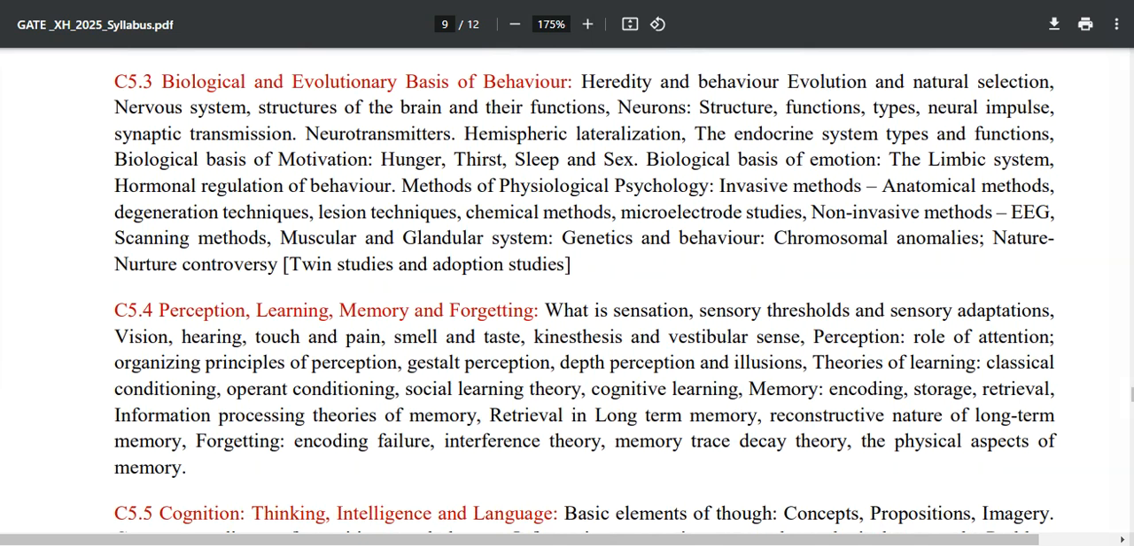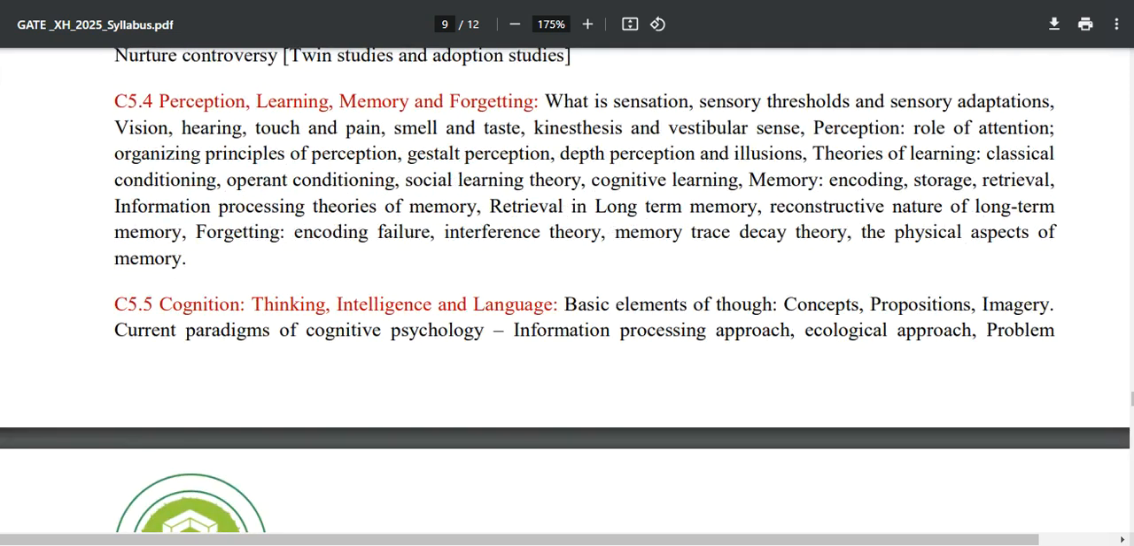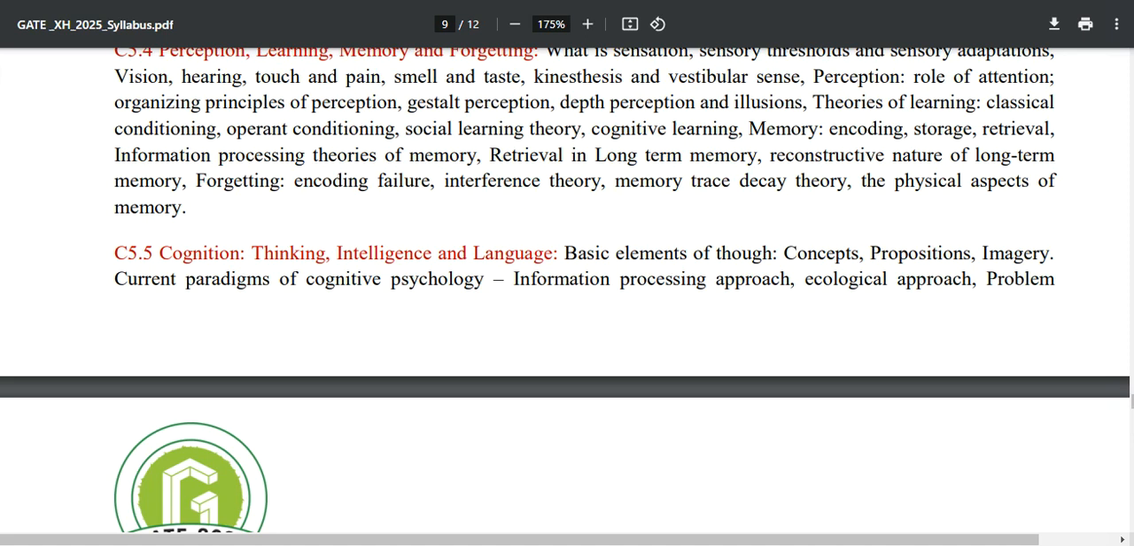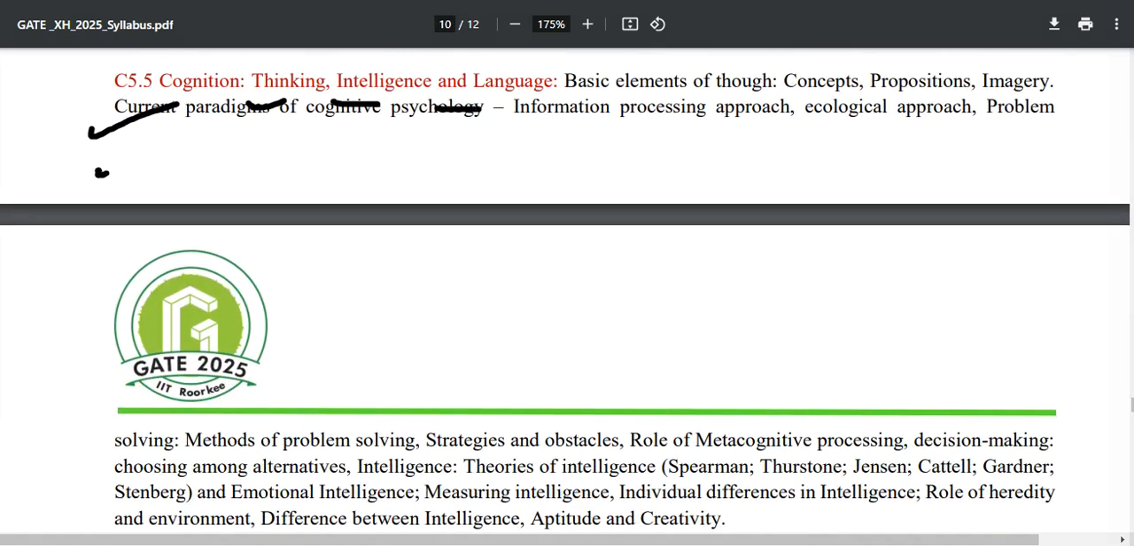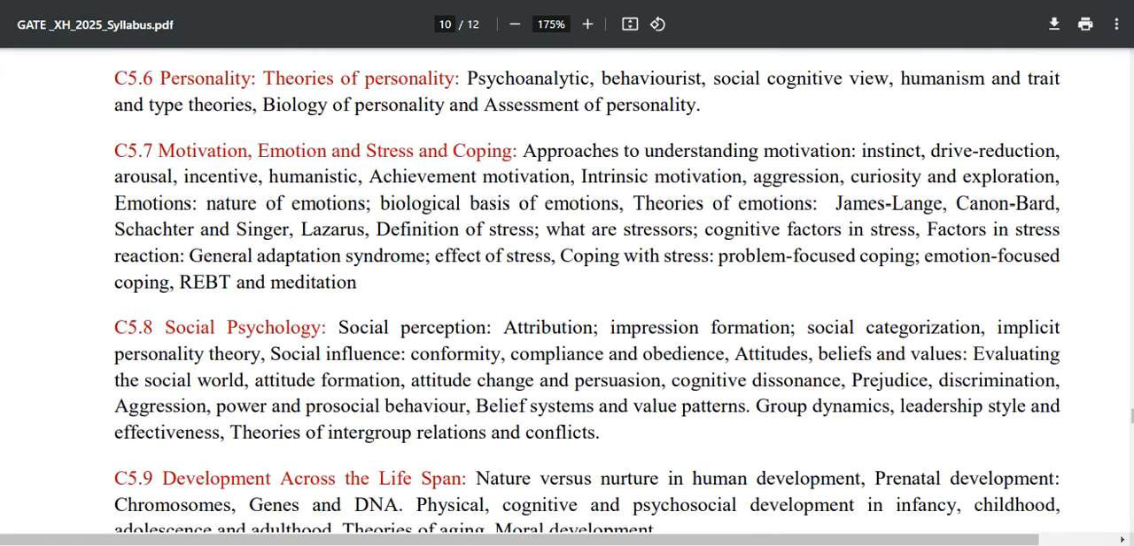And this is your unit number 4, biological and evolutionary basis of behavior, C5.3. Then this is your unit number 5 of UGC NET: perception, learning, memory, forgetting. Then moving forward, thinking and intelligence, this is your 6th unit of UGC NET. And then moving forward towards personality, this is your unit number 7.